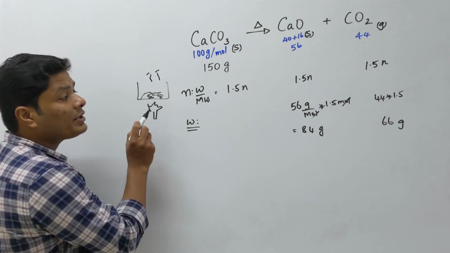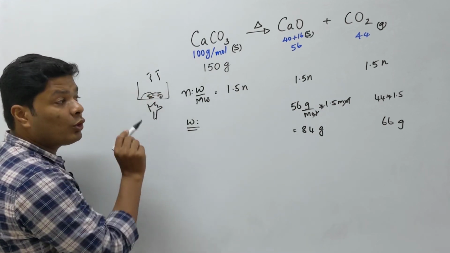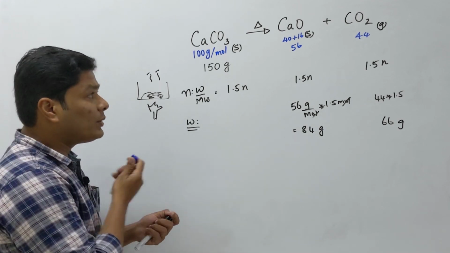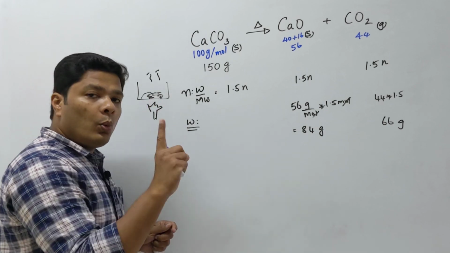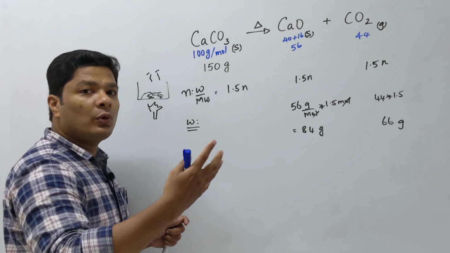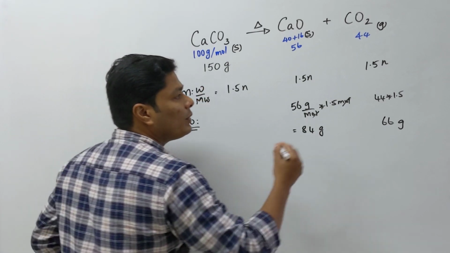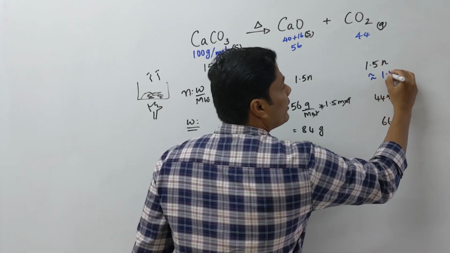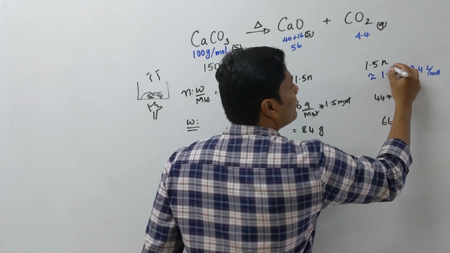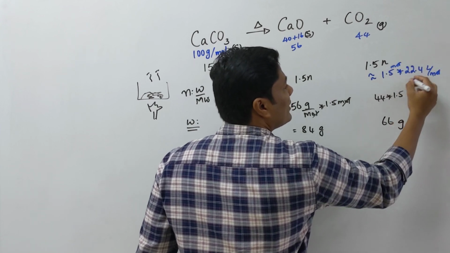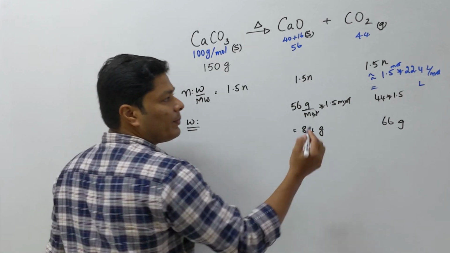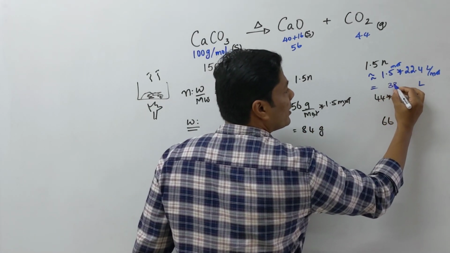Or they can ask you what is the grams of CO2, or more specifically what is the volume of CO2 at STP. We can do that. Since it is a gas, now 1 mole of gas at STP, I have told you yesterday, 22.4 liters. 1.5 mole is equal to how much? 1.5 times 22.4 liter per mole. Mole cancels, and it comes in liters. So 22.4 multiplied by 1.5, you should get 33.6.